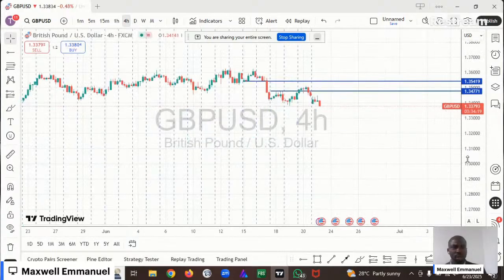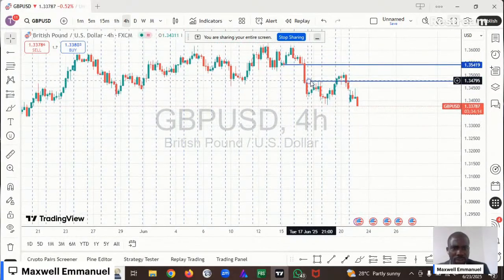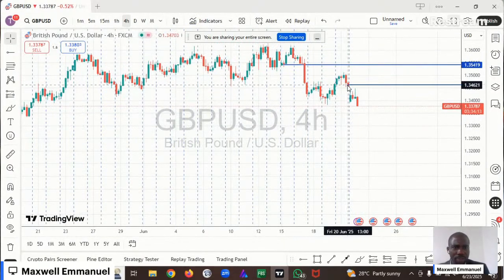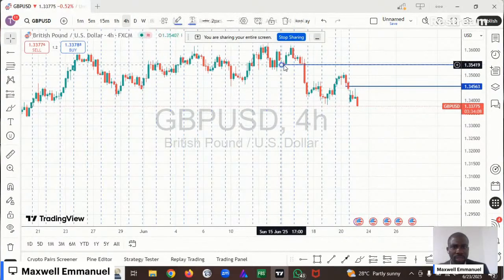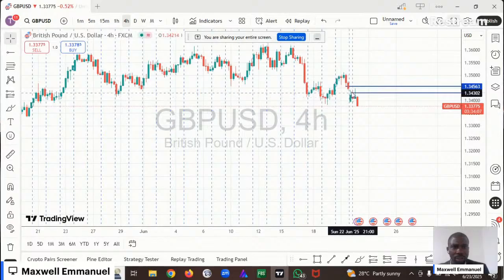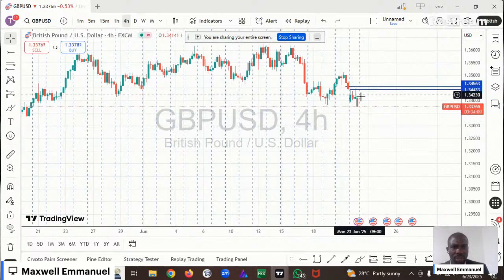So let's see what we had on the 4-hour time frame. On the 4-hour time frame, we had this fair value gap. Can you see this fair value gap? That fair value gap also didn't get filled last Friday. Price just tested that fair value gap, and there's a strong rejection from that.